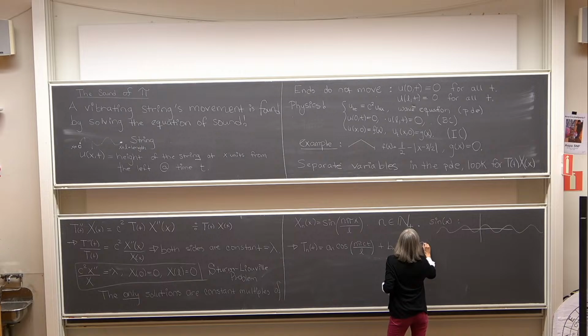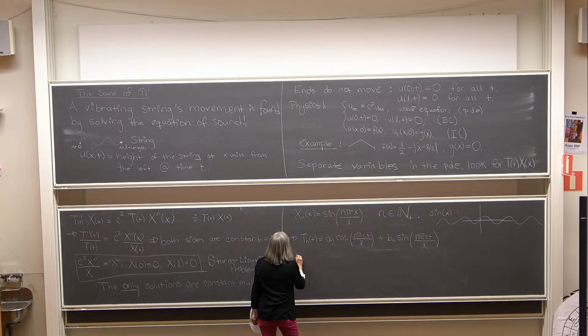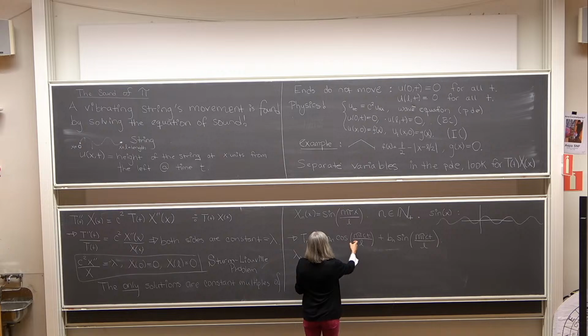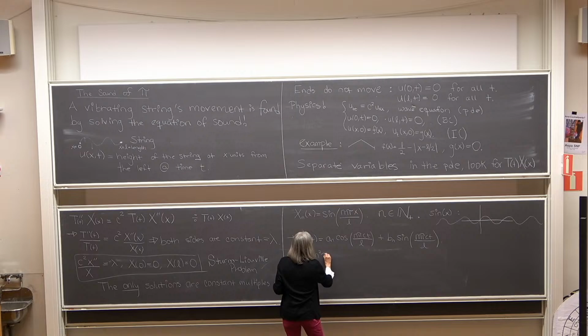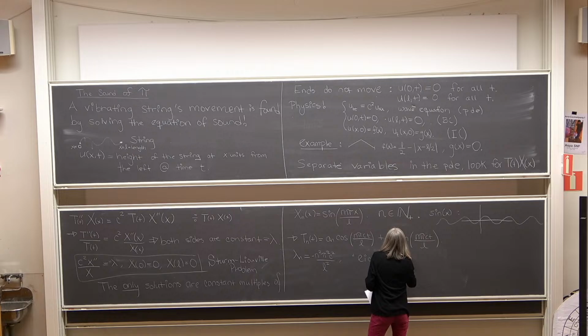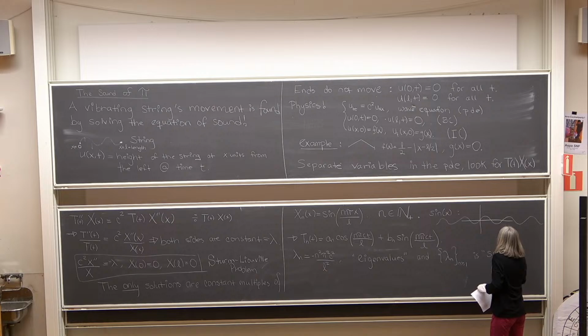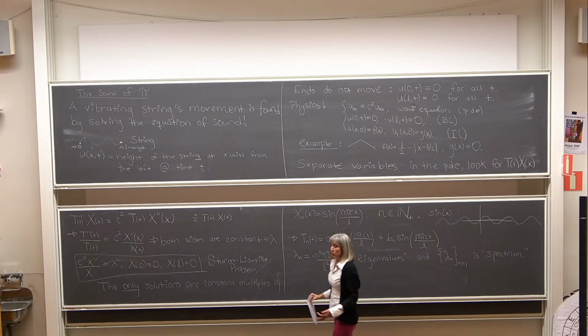So, and there are special numbers which are this value squared with a minus sign. And these are called eigenvalues, and the set of all of them is called the spectrum. And essentially, these numbers encapsulate the sound of the vibrating string.